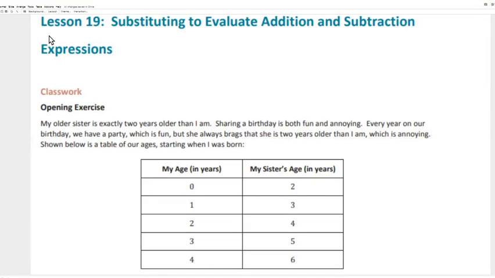All right, hello students. Today we're moving on with lesson 19, substituting to evaluate addition and subtraction expressions. Let's jump right into the opening exercise so you can see what we're getting into.